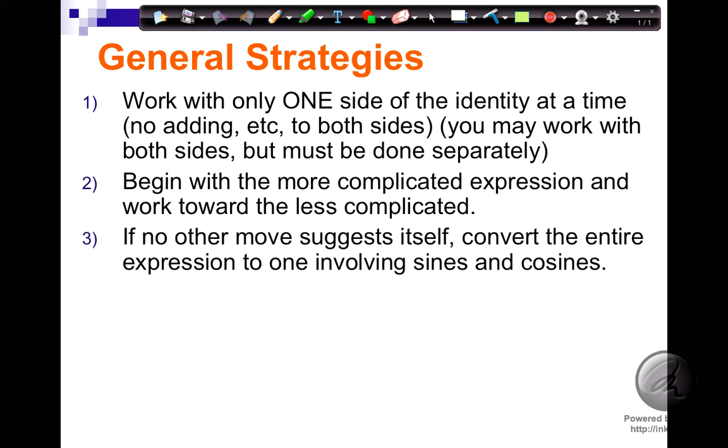If you can't think of something to do, and maybe you have a tangent in there somewhere, what you can do is convert the entire expression into ones involving sines and cosines. The reason we do that is because sine and cosine are the more familiar functions. And most of us are going to feel more comfortable dealing with sine and cosine than we are with secant, cosecant, cotangent, and tangent. So if you had an expression that had tangent in it, you could change it to sine over cosine. And maybe the next move will come from that. And maybe you'll see where that should go.